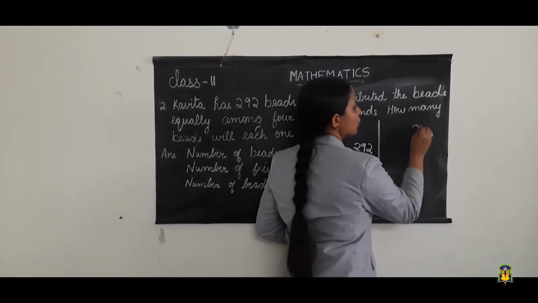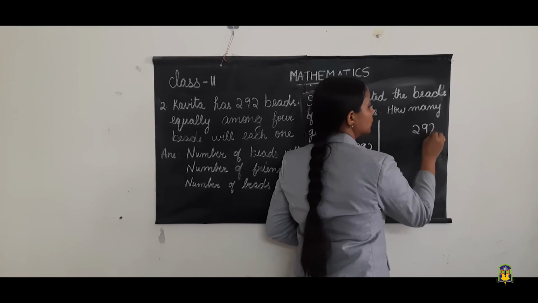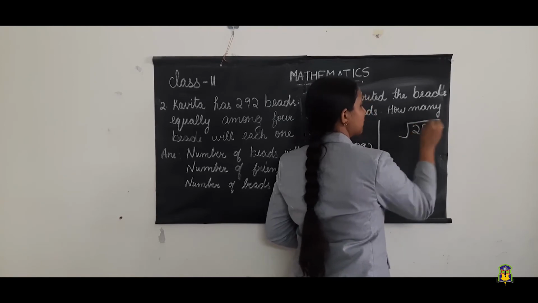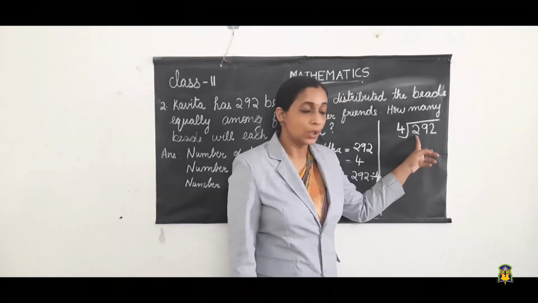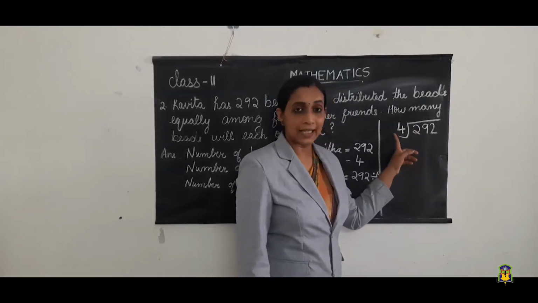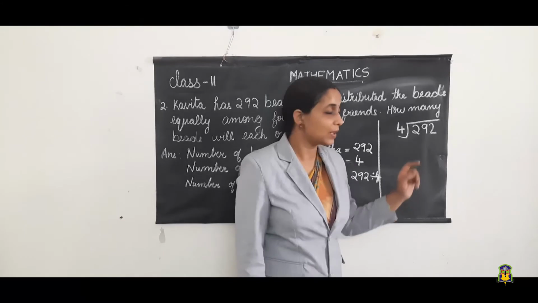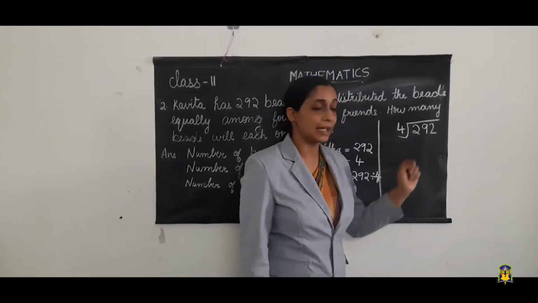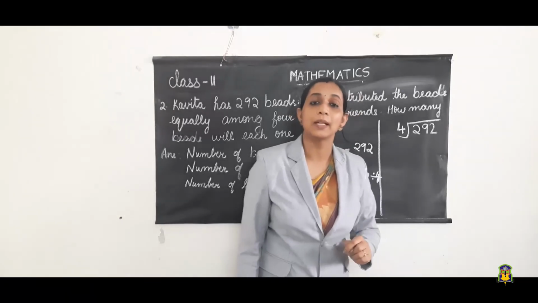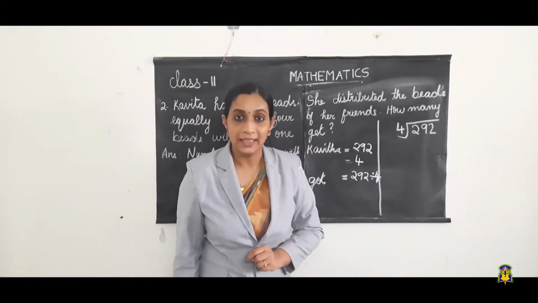292 divided by 4. Let us take the first number, 2. The dividend 2 is less than the divisor, so it is not possible. We consider the next number, that is 9. So 29, and we have to find out how many times 4 is in 29.